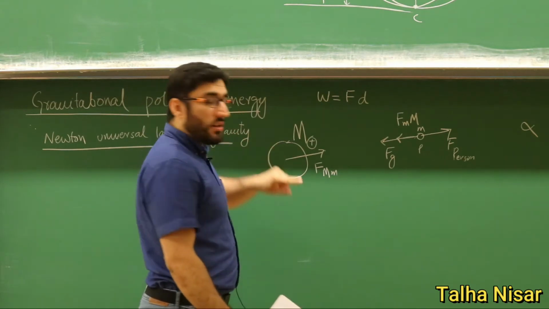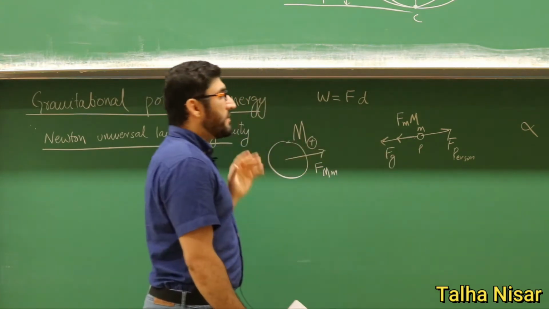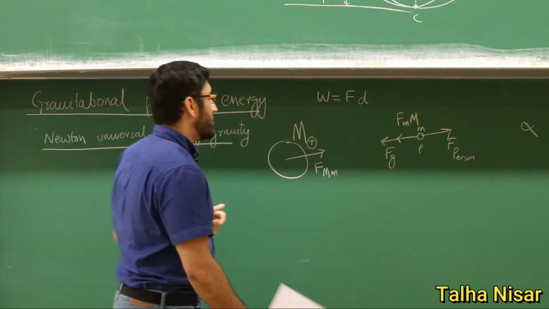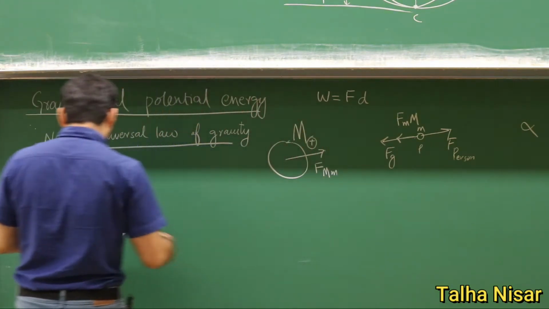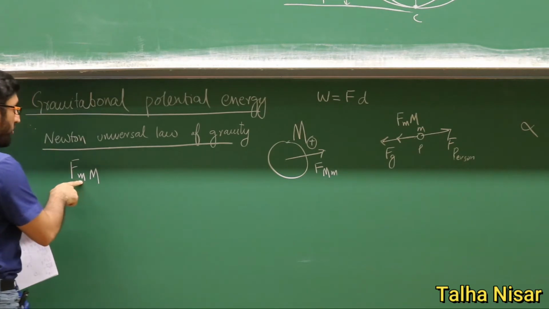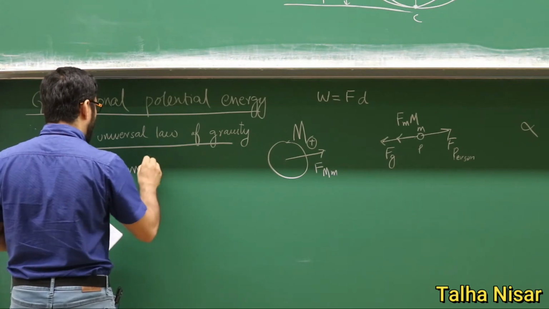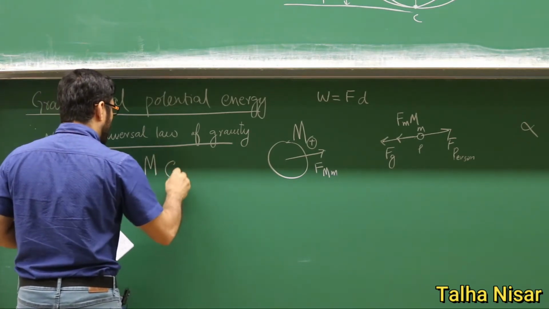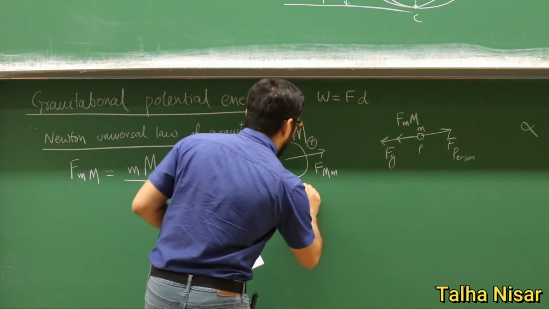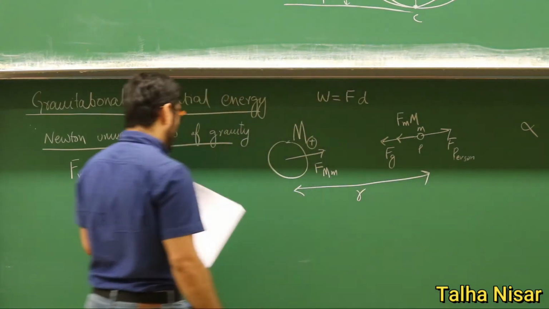According to Newton's third law of motion, this force and this force must be equal. So action equals minus reaction. You can see that they are equal but in opposite directions. But we want to know what this force is. The force that the small mass m feels because of the big M is equal to the small m multiplied by the big M and the gravitational constant, divided by r squared. The r is the distance between the two objects.